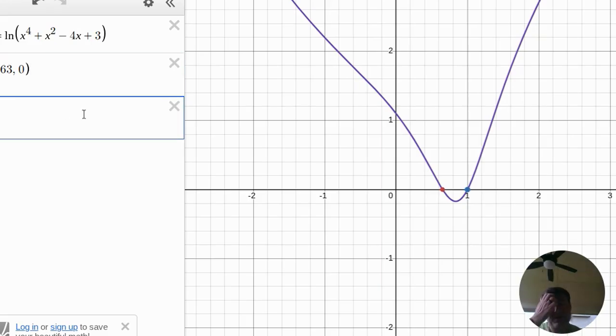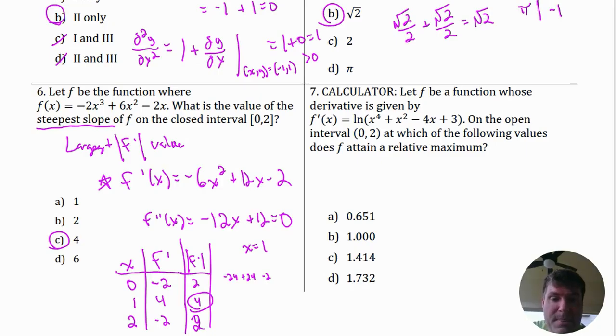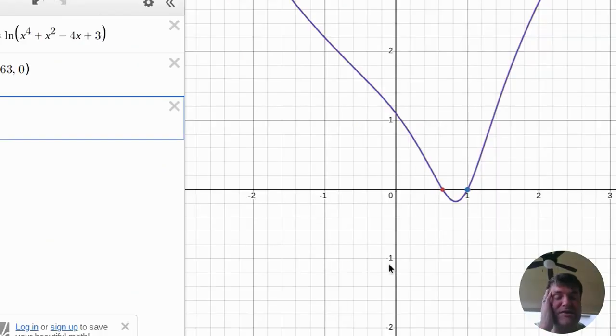This is f prime. So what we want is a relative maximum. Relative maximum is when f prime changes from blank to blank. What's the blanks? It's from positive to negative. So f prime is positive here, negative here. It's going to be at the red dot. We're changing from positive to negative.